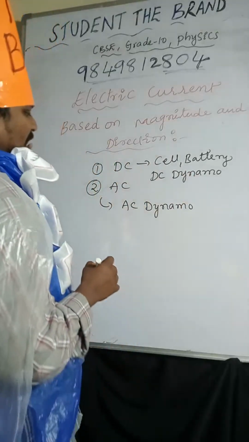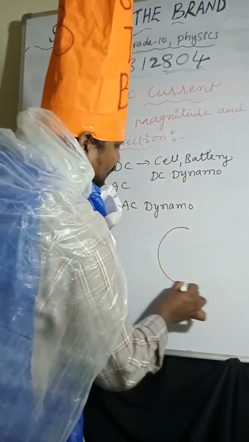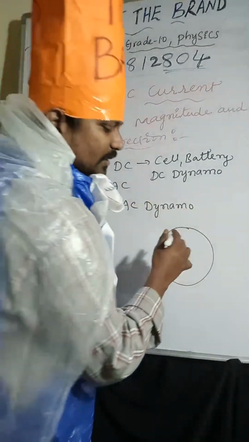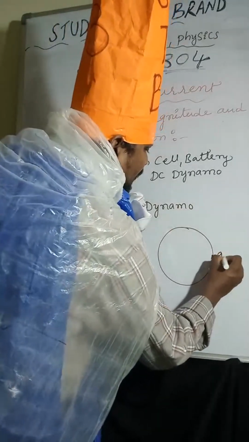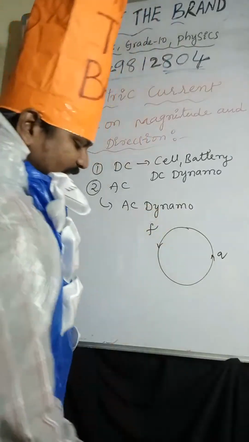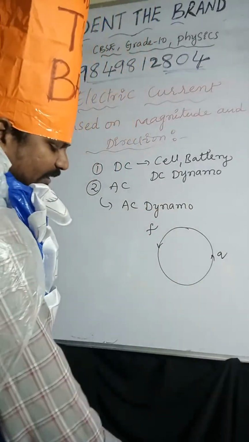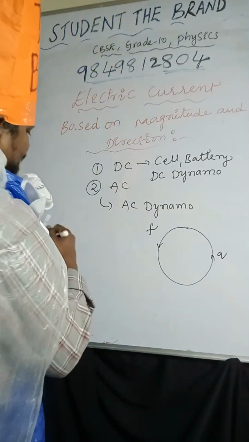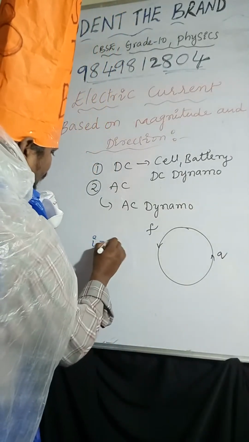Now, if the charge is moving in a circular path, okay, so Q is charge with the frequency F, then we can write current I equal to Q into F.